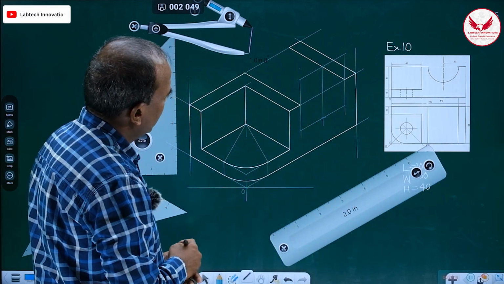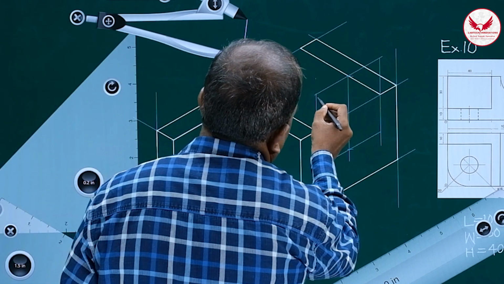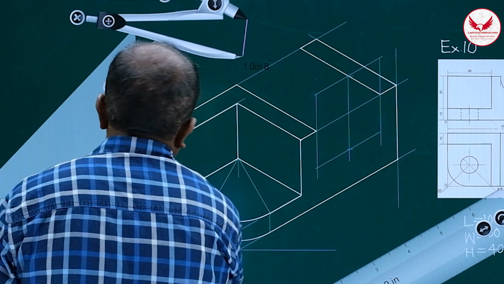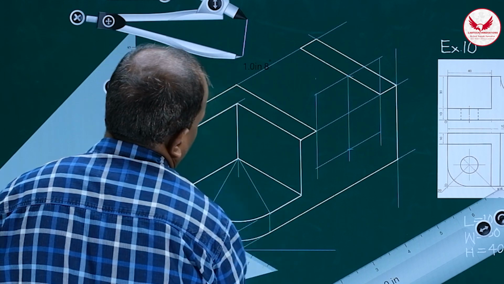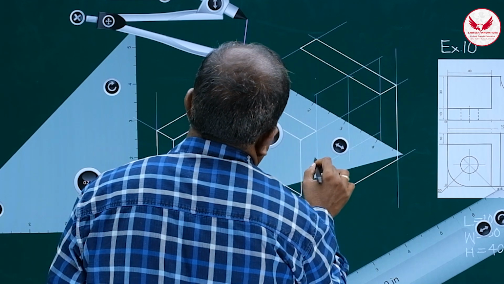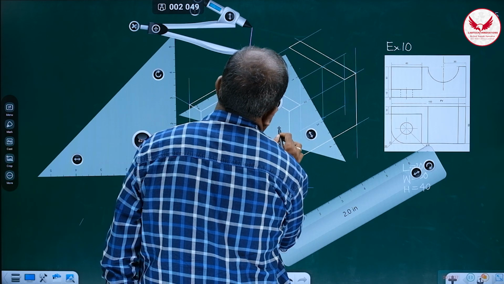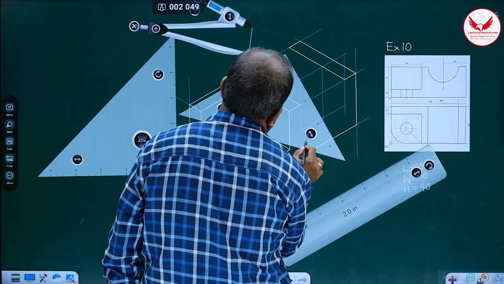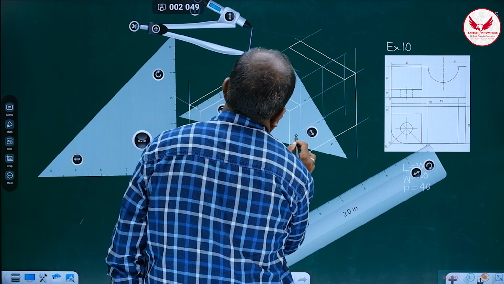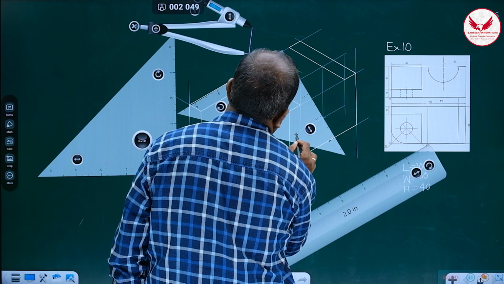Only we need two centers. This is one of the centers. And for getting the other center, what are we supposed to do? We need that center on this side. So from this point, from this center, join this midpoint, the midpoint of the opposite side.